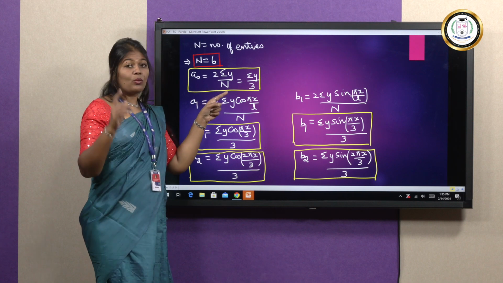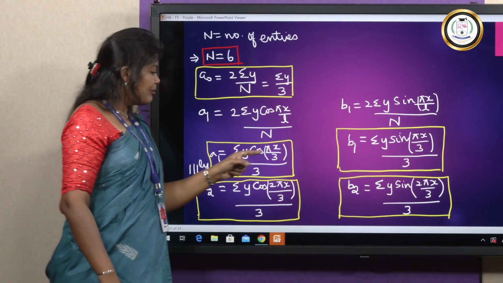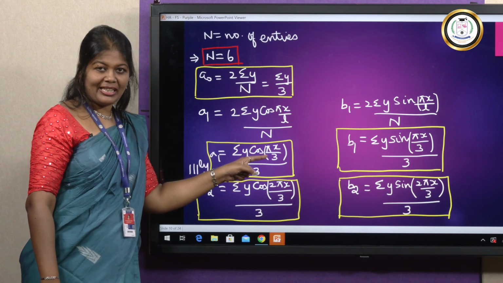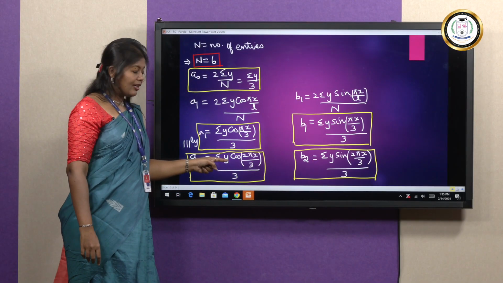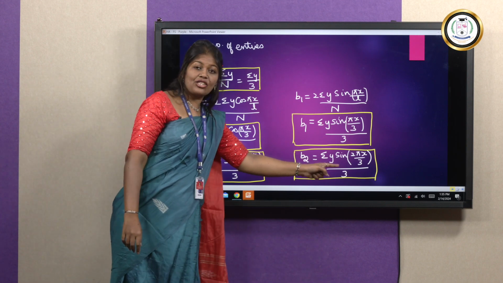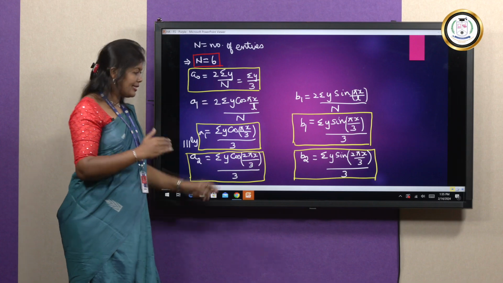So I want you to know what columns you will need in the table now. Please note, sigma y you need. Similarly, you need sigma y cos pi x by 3. You need sigma y sin pi x by 3. You need sigma y cos 2 pi x by 3 and sigma y sin 2 pi x by 3. So these are the things that we are going to find from the table and then substitute.